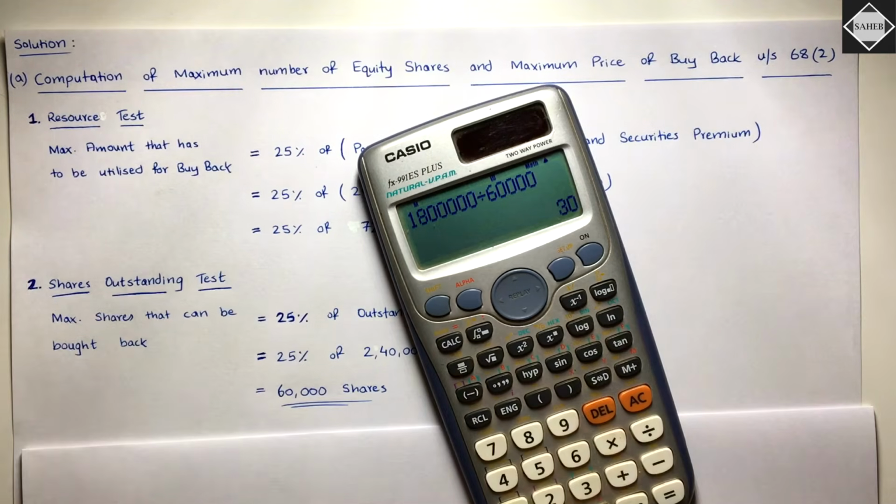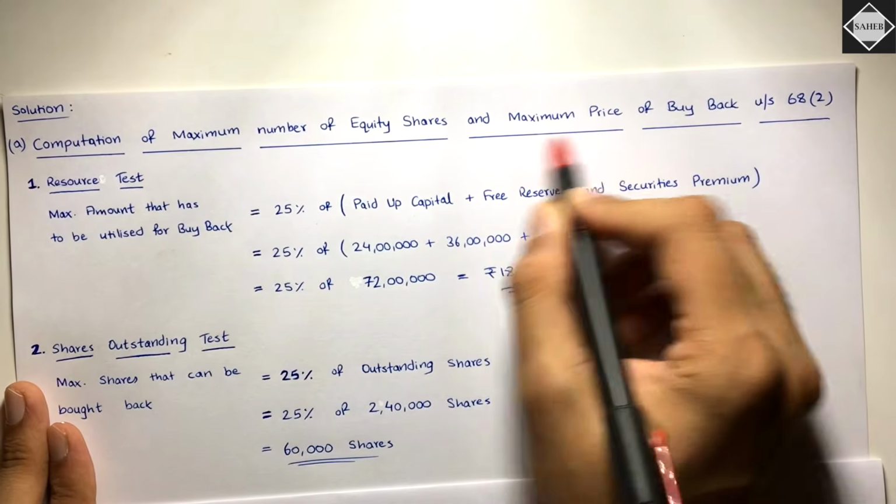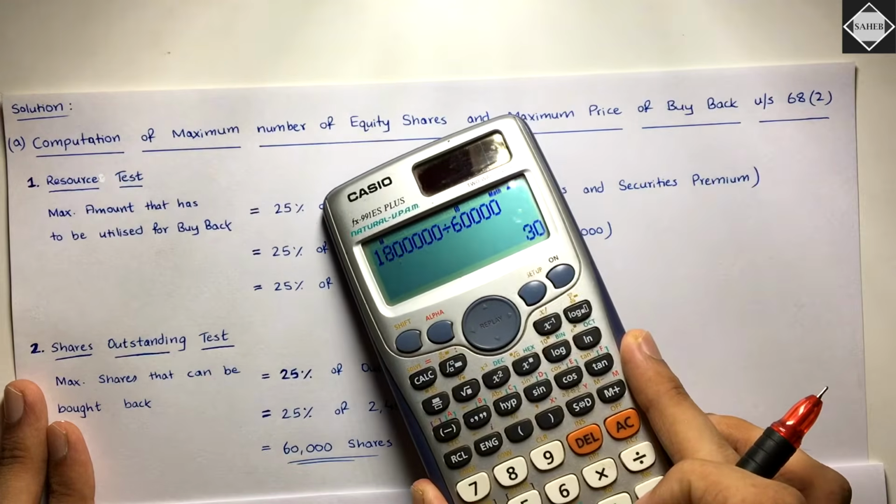So one of the objectives is completed. You have calculated the maximum buyback price. Maximum buyback price is rupees 30. Is that clear?